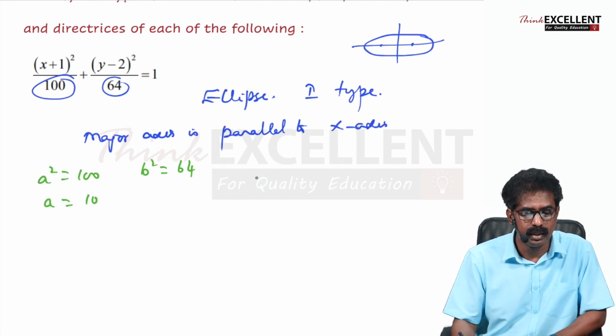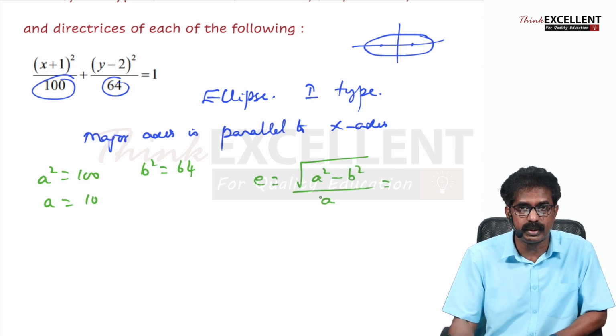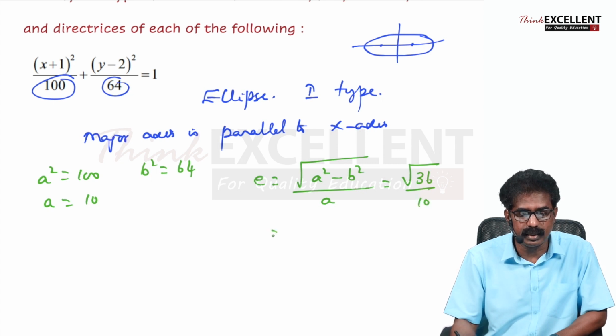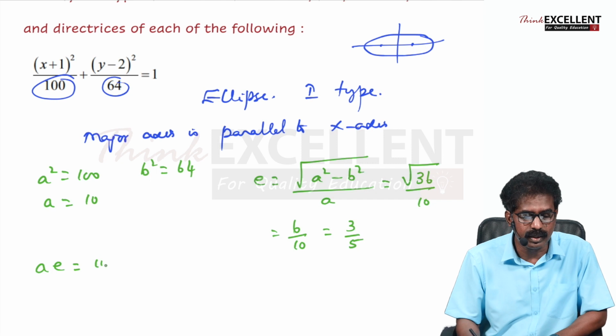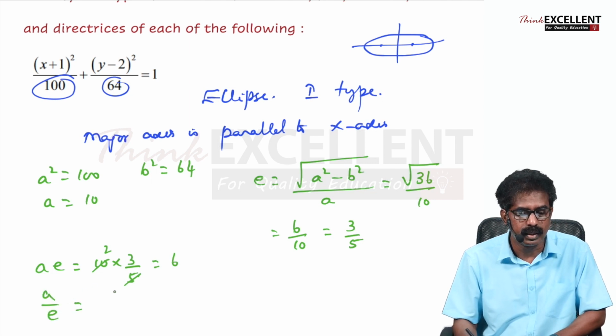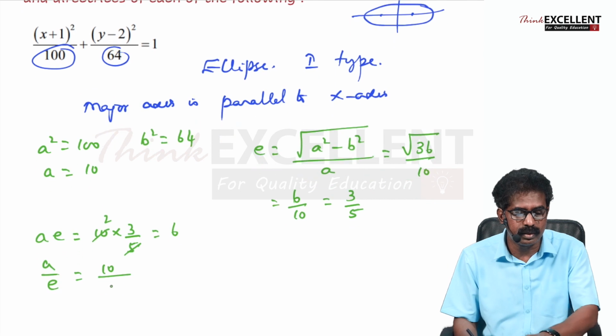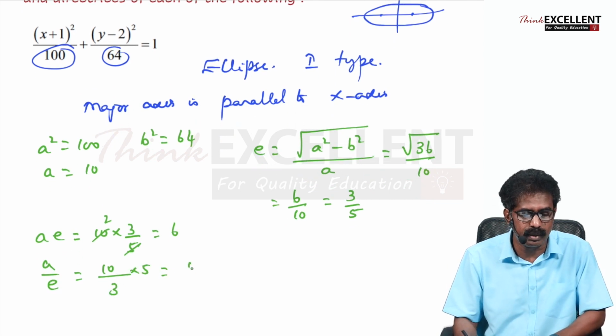Okay, we don't want that. Eccentricity, you find out root of a square minus b square by a. Root is only for the numerator if you use this formula. Root of a square minus b square, 36, right? 100 minus 64 by a value 10. So that is root of 36, 6 by 10, cancel, 3 by 5. So this is eccentricity. You need ae, a value 10, e value 3 by 5. You cancel 5, ae value 6. A by e you find out. a value 10 by e value 3 by 5. So it is 50 by 3.